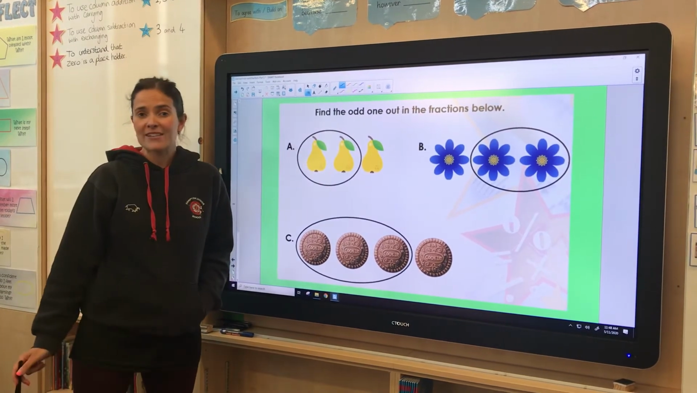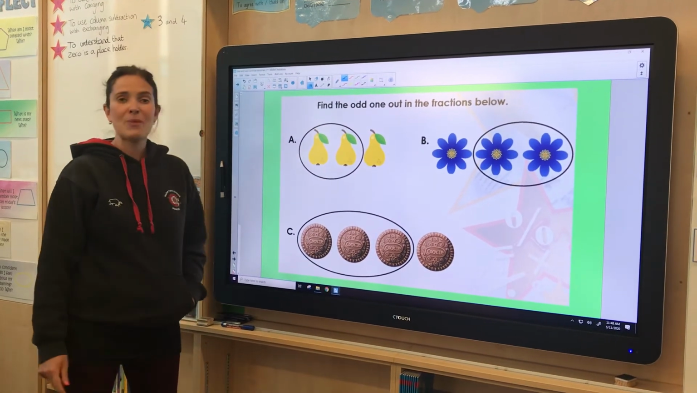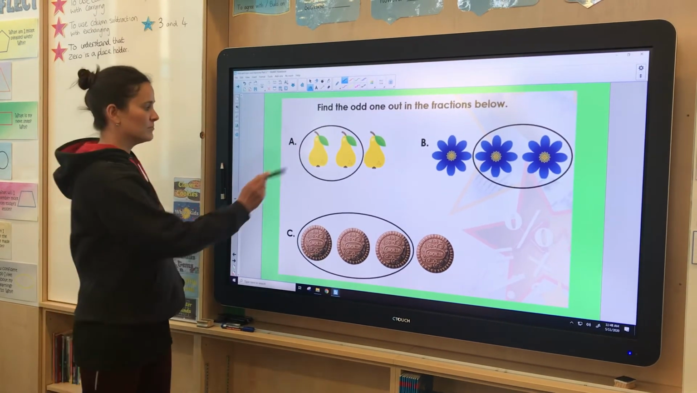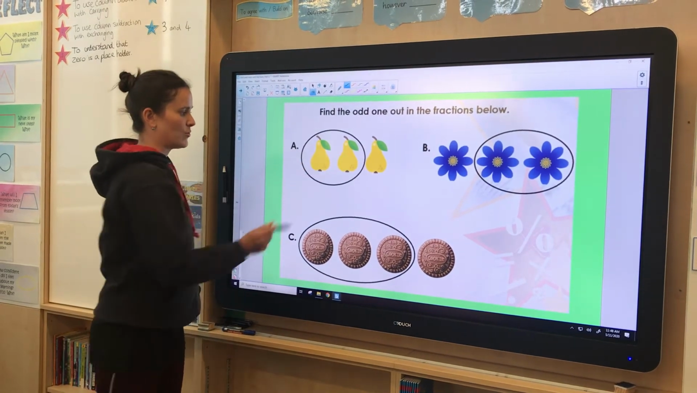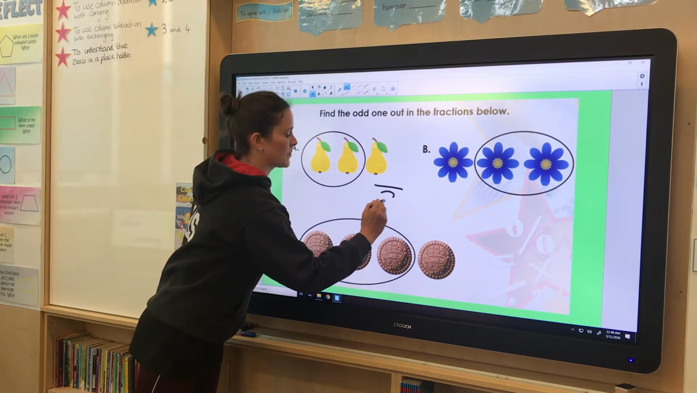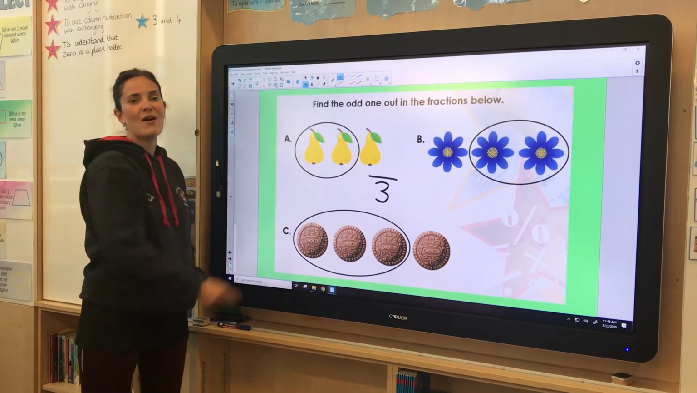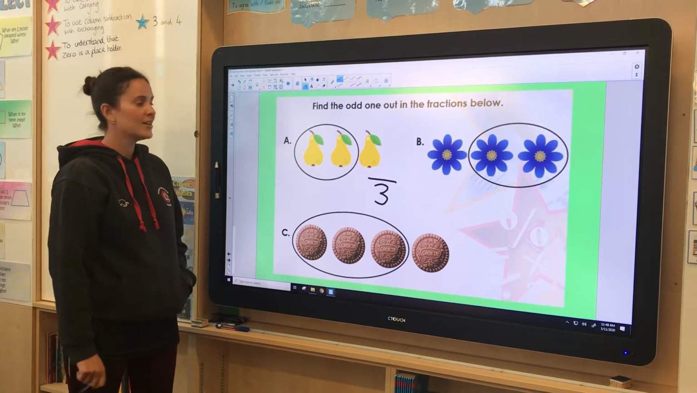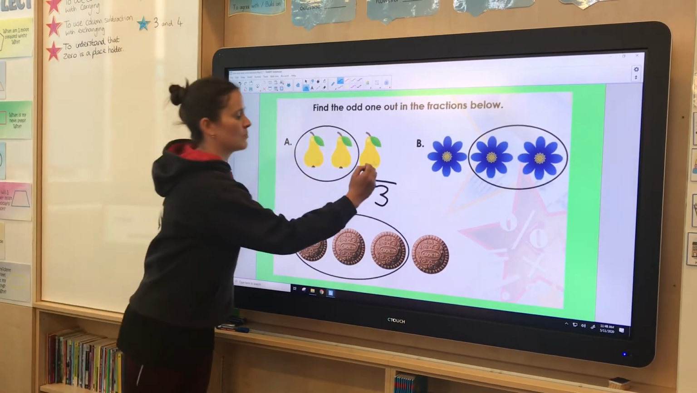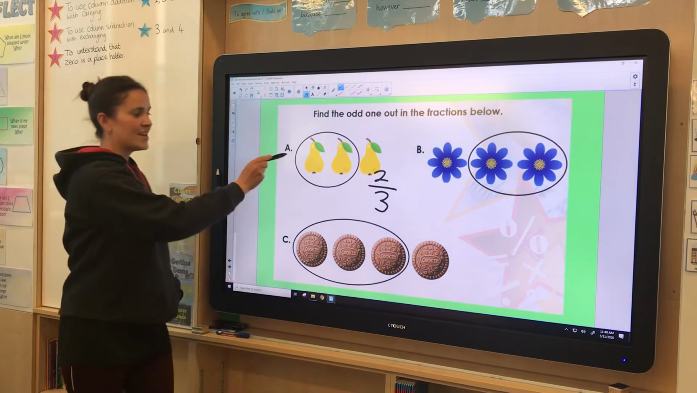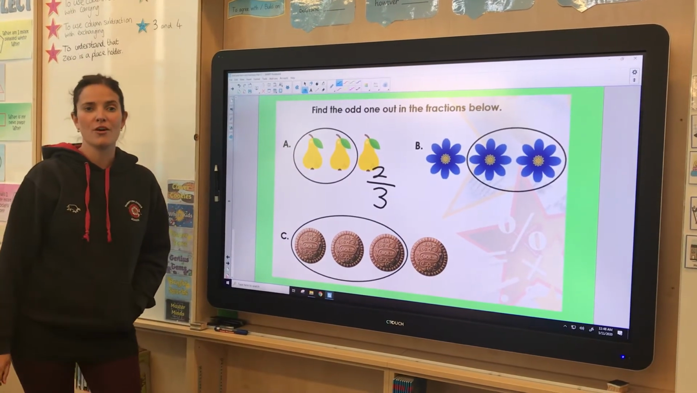To find the denominator, we need to say how many pairs there are in total. 1, 2, 3. And then how many pairs have been separated by the circle or the oval? In this case, it is 2. So this representation here is showing 2/3.